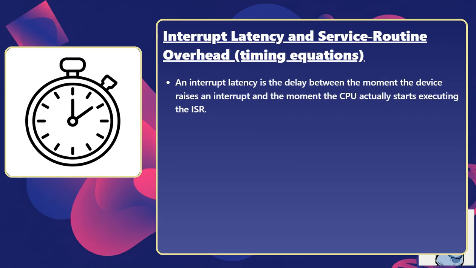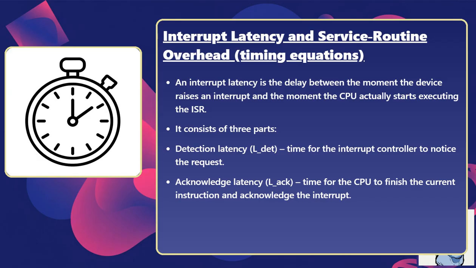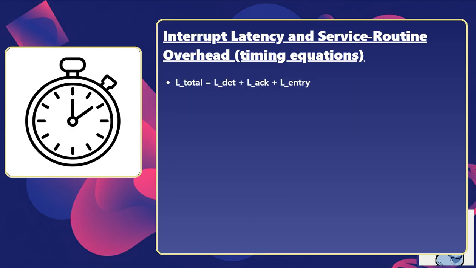An interrupt latency is the delay between the moment the device raises an interrupt and the moment the CPU actually starts executing the ISR. It consists of 3 parts. Detection latency, L_det: time for the interrupt controller to notice the request. Acknowledge latency, L_ac: time for the CPU to finish the current instruction and acknowledge the interrupt. Service entry latency, L_entry: time to push registers on the stack and jump to the ISR. The total latency L_total can be expressed as L_total = L_det + L_ac + L_entry.